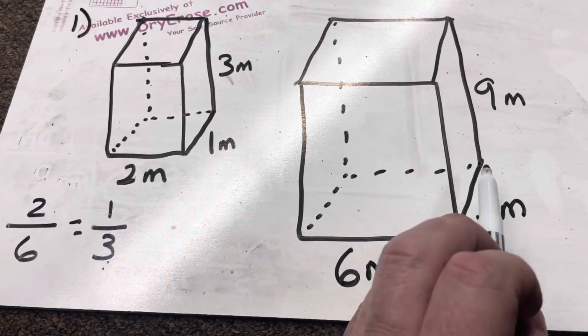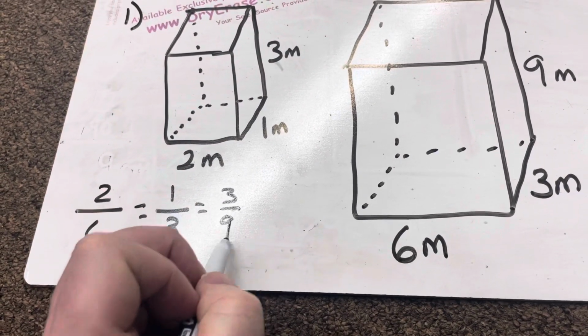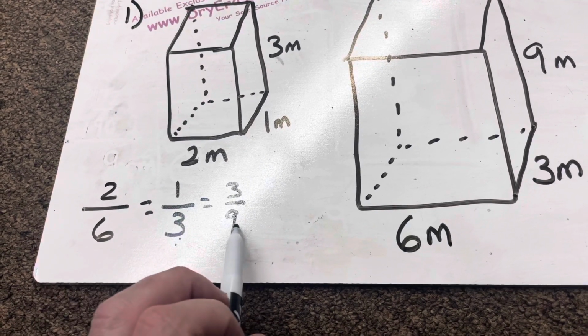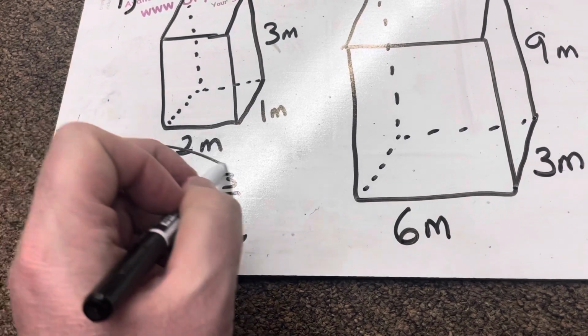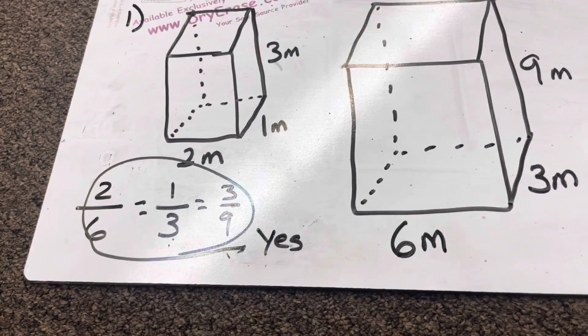Height here of 3, height here of 9. And let's check whether 3 over 9 works. Okay, well, sure enough, 1 times 3 is 3. 3 times 3 is 9. So we can conclude that these are all equal, which means these are similar figures.